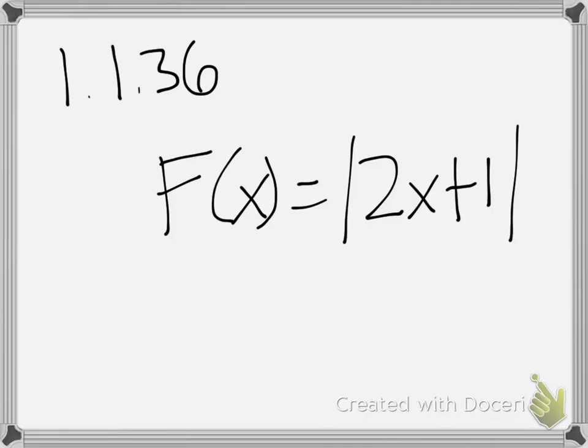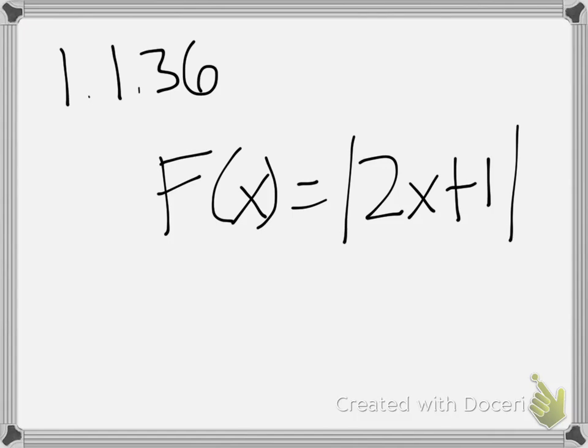Okay, this is Derek Thompson, and this is exercise 36 in the Stewart calculus book in section 1.1. This is about big F of x is equal to the absolute value of 2x plus 1. The directions are to find the domain and sketch the graph of the function.